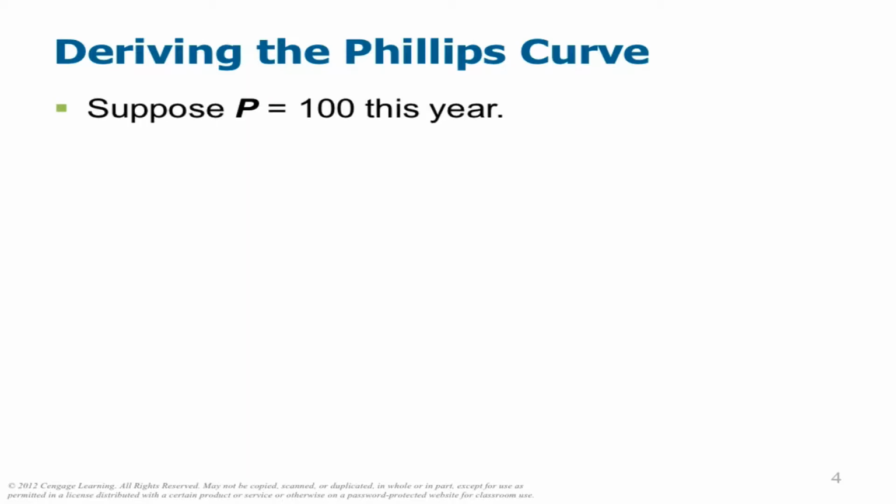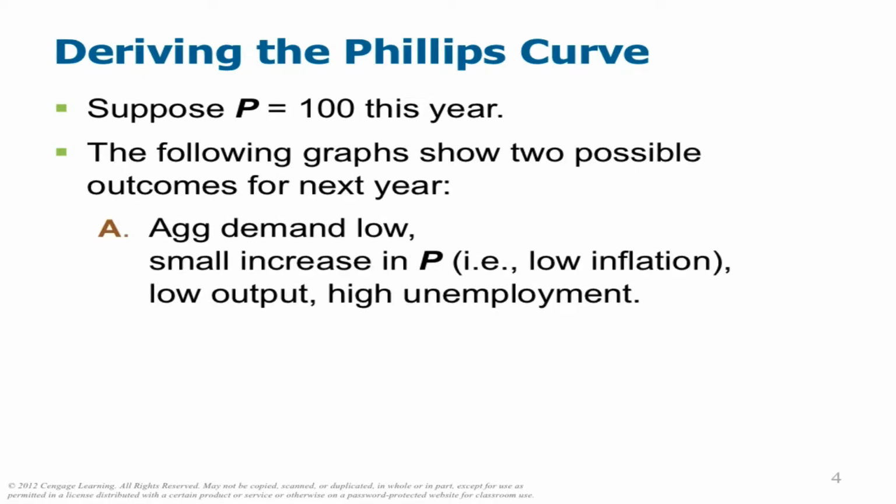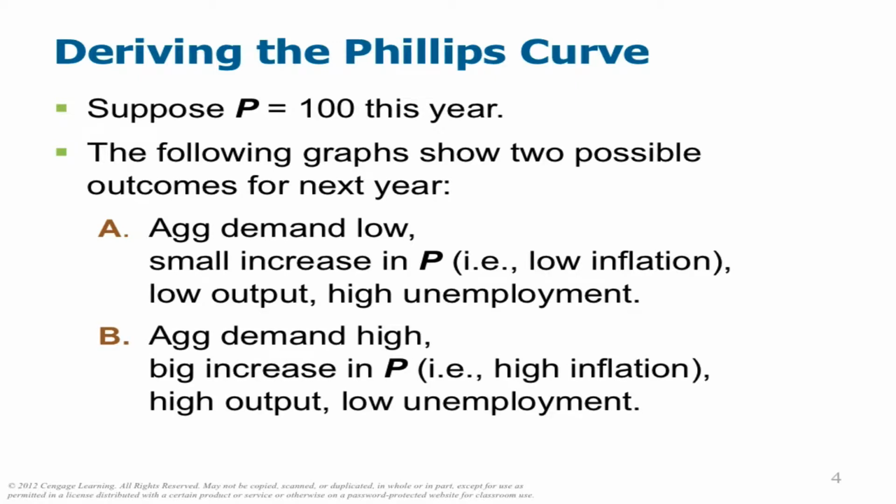So how do we get the Phillips curve? Set the price level at 100. Going to show you a couple of graphs. First one, aggregate demand is going to be low. Okay? Means there's going to be very little increase in the price level, which means that we've got low inflation, which means pretty low output, which correlates with high unemployment. If we had low unemployment, we'd be producing more. Right? Then another one where we look at aggregate demand being high, which will mean that we'll have a significant increase in the price level. We're going to have high output, and low unemployment.